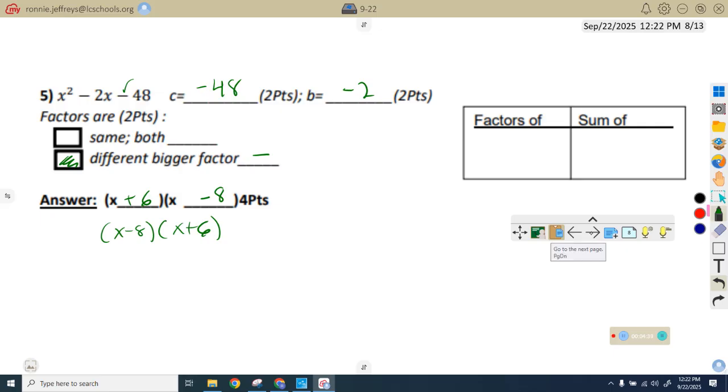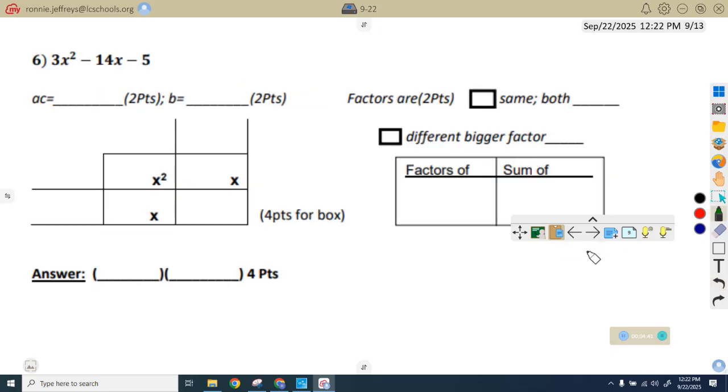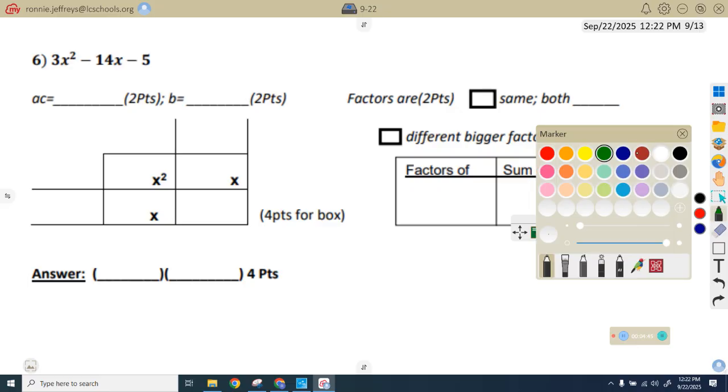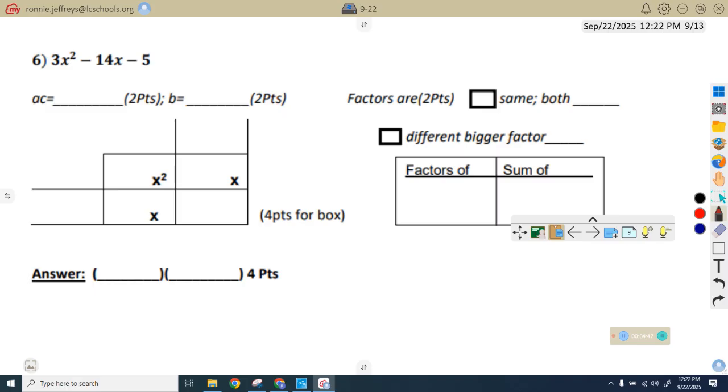All right. Number 6. Now, believe it or not, problems like number 6 are the ones that usually give people the most trouble because they overlook the obvious. A times C, well, that's 3 times negative 5. This gives us negative 15. Our B is negative 14.